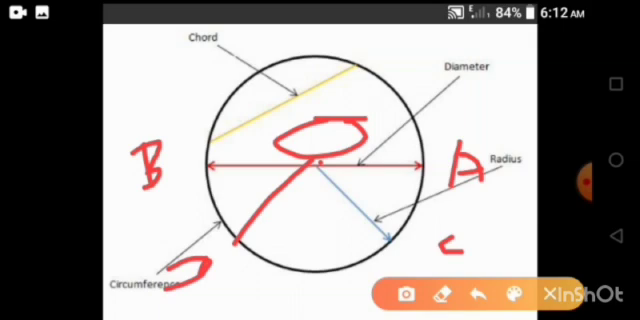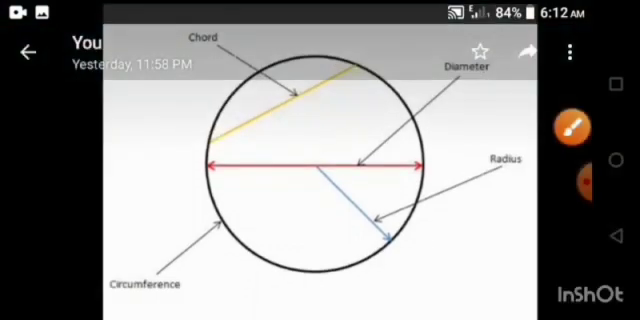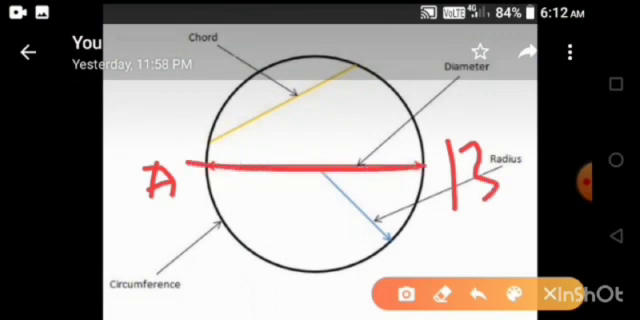Radii are equal in length. OA, OB, OC and OD are equal in length. All the radii are equal in length in a circle. Okay, a line segment AB passes through the center of the circle O. AB is the diameter of the circle.